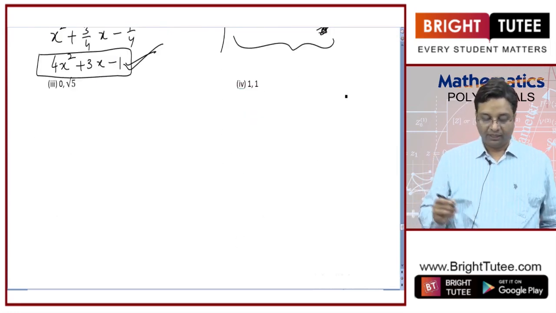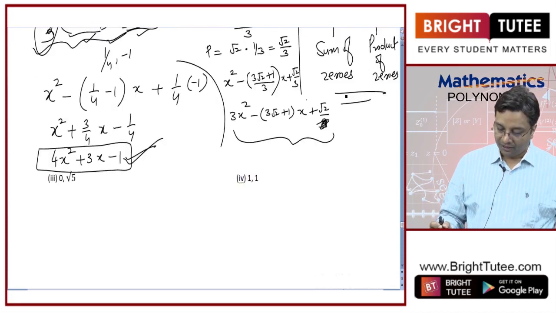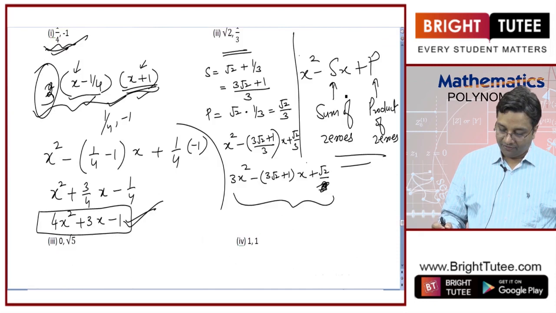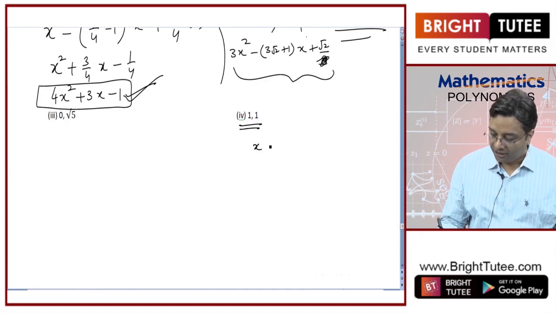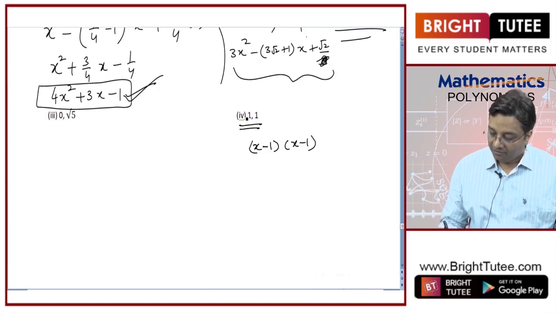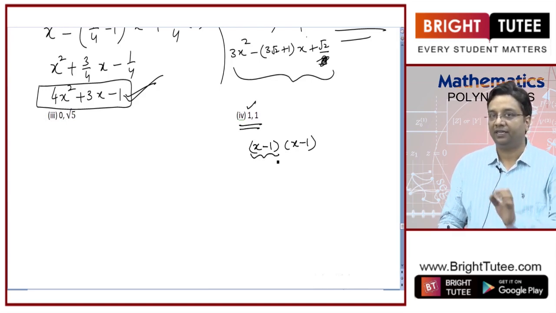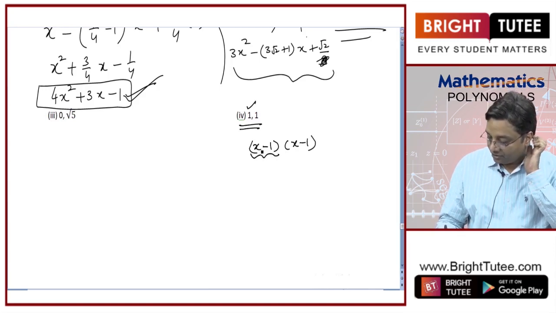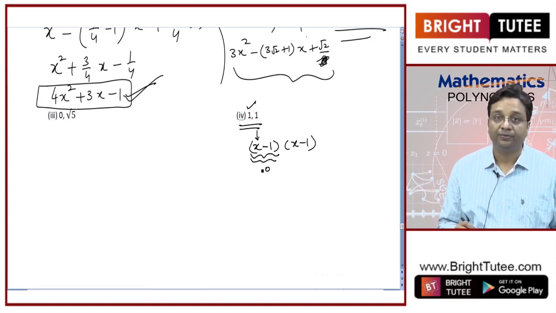Okay. So till now I have been using the direct formula. Now let us say the zeros are 1, 1. Let's look at this question. If the zeros are 1, 1, what will the quadratic polynomial look like? x minus 1 into x minus 1. Why? Because when 1 is a zero, there should be x minus 1 somewhere in the quadratic. Because 1 is a zero, so x minus 1, when x is equal to 1, it will become 0, right.